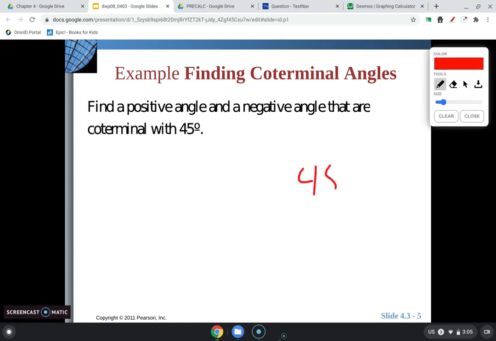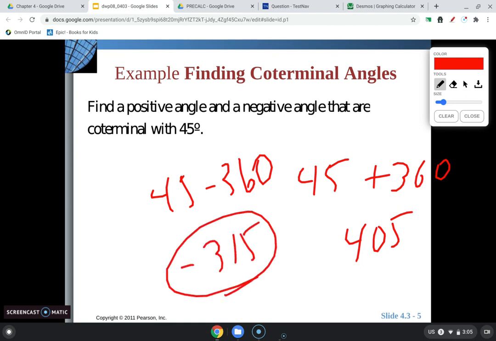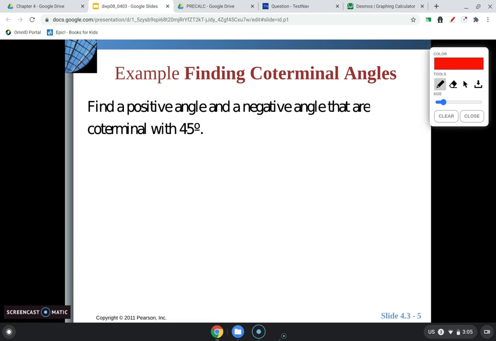Well, to figure out the positive angle, you just add 360, because if you keep going around, 405 would be the same thing as 45, so would 765. To find a negative angle, you can subtract 360, which would be minus 315, the same thing. So there's your negative and your positive. So you can add or subtract 360 to figure out your coterminal angles.